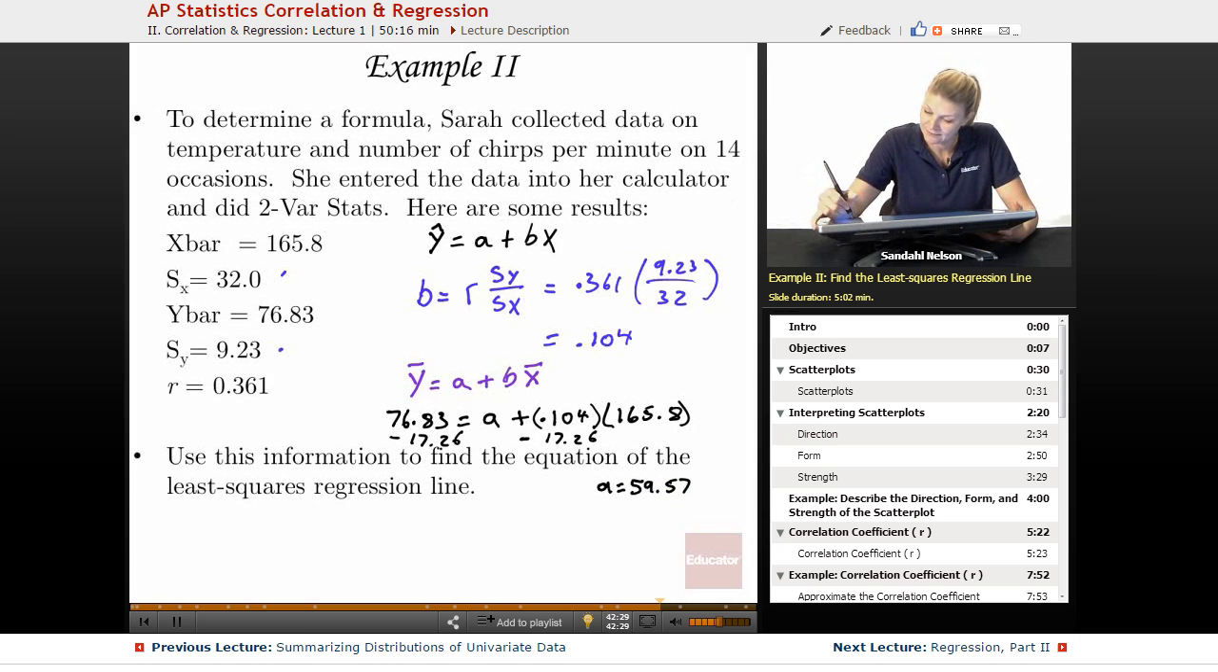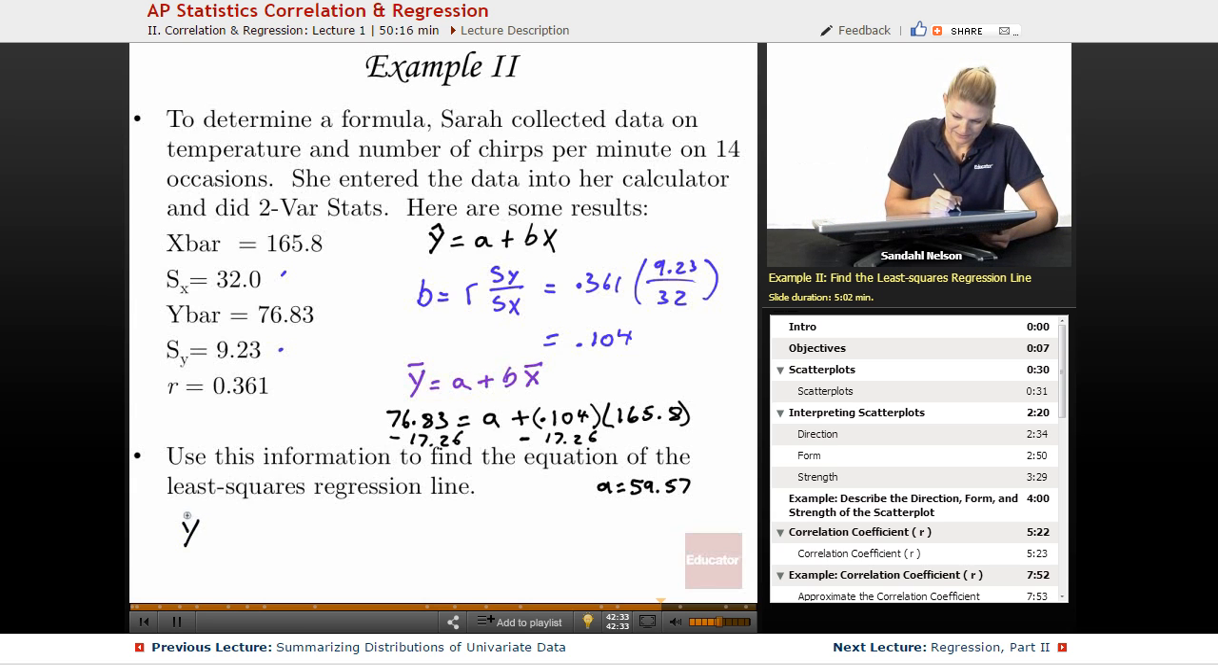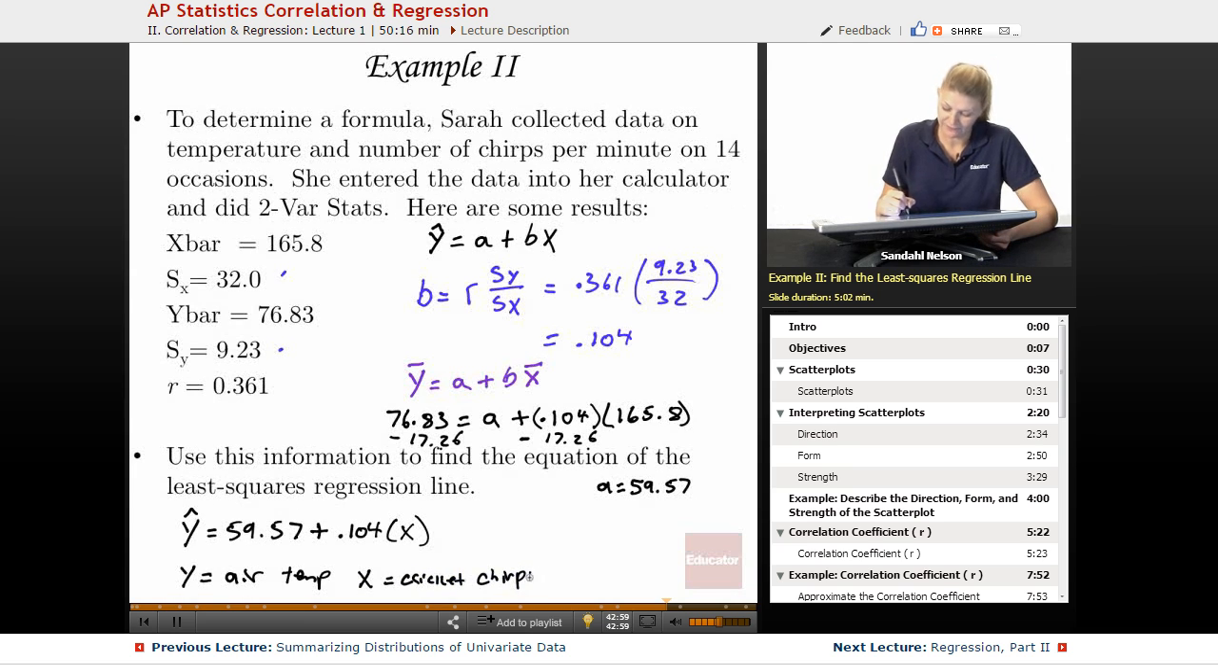So that means that y hat equals 59.57 plus 0.104 times x, and then we'll make sure that we say that y is, what were we predicting, the air temperature, and x is the cricket chirps. So you always want to give a little key for what your x and your y is.